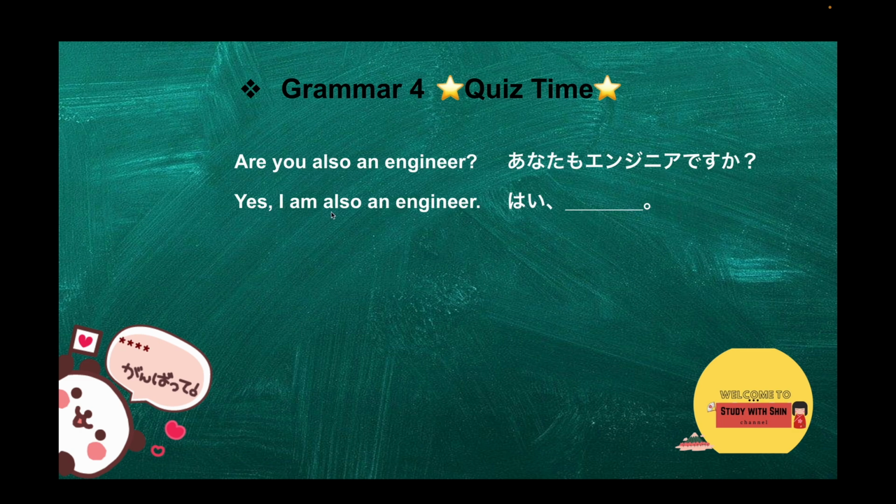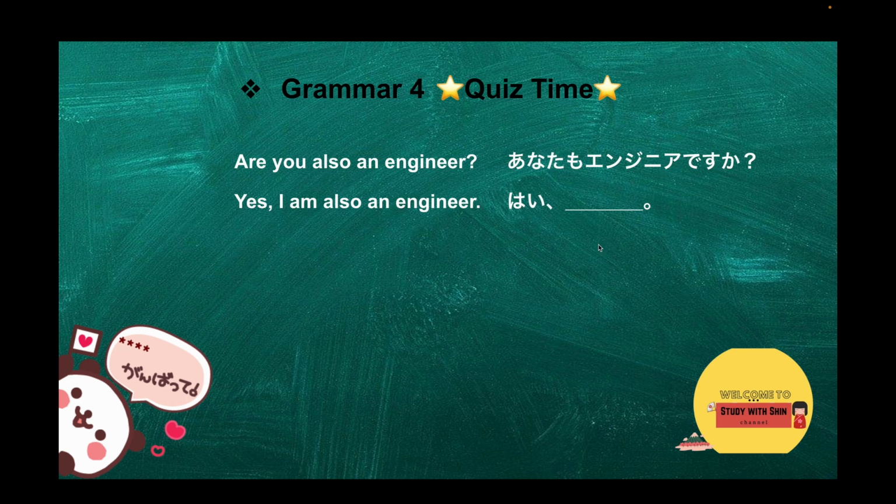Usually, in order to say "I am," you would say 私は. But here we are using "also." So instead of wa, what will we use? Mo, right? So in order to say that, you will say 私も. Now this is an example answer I gave you for the quiz.